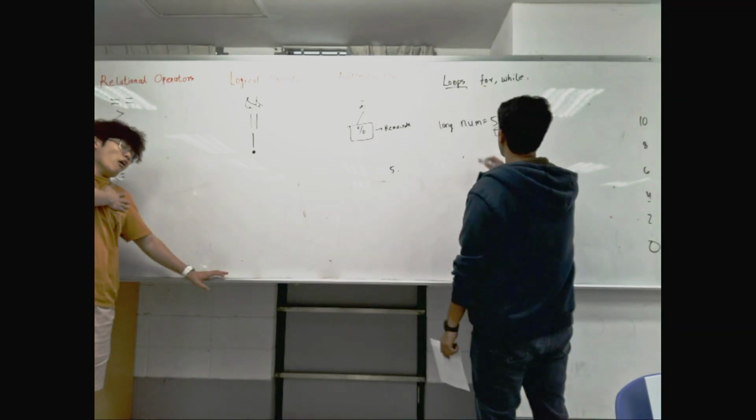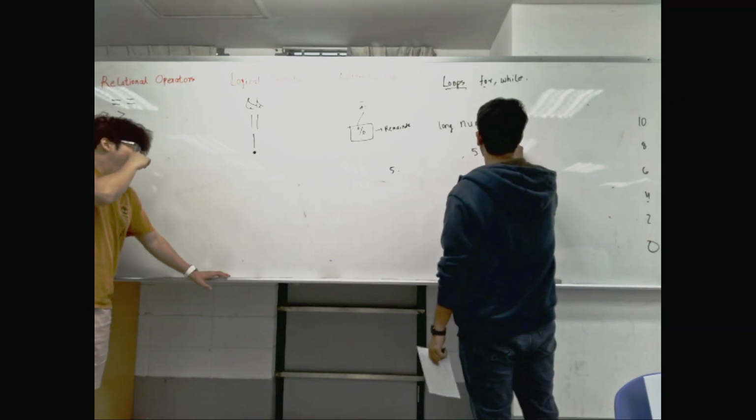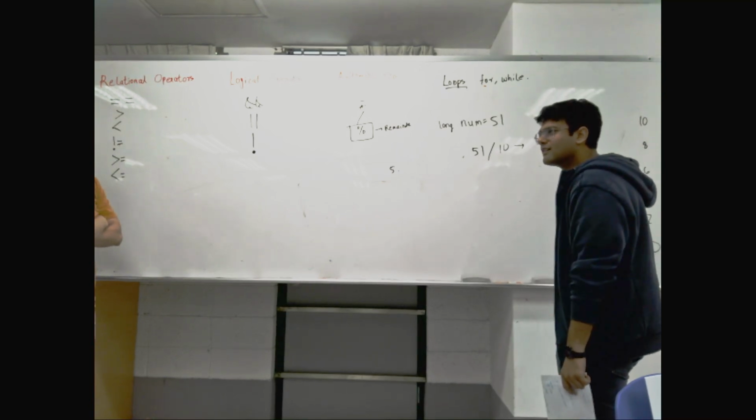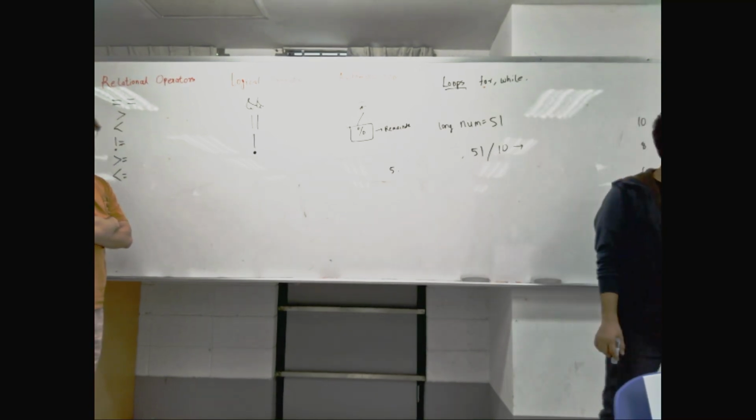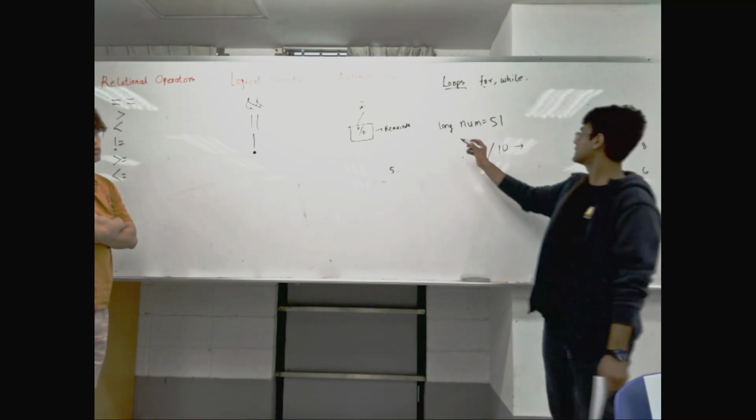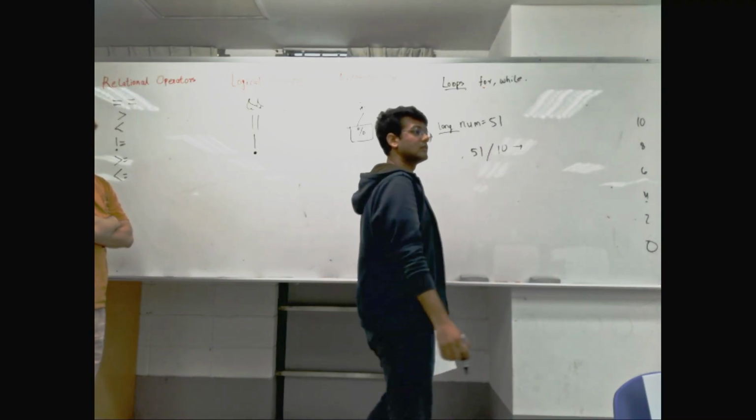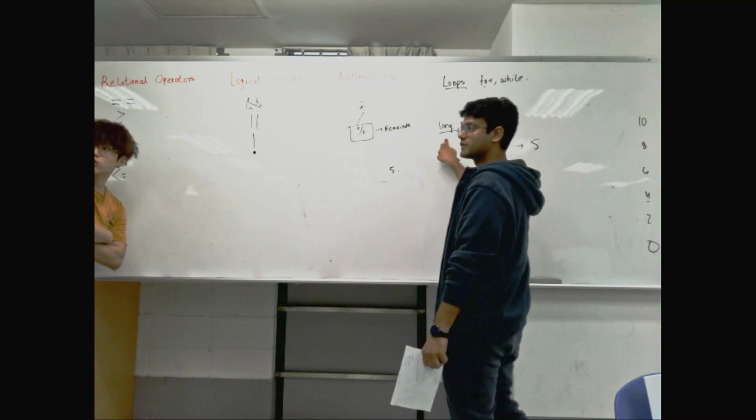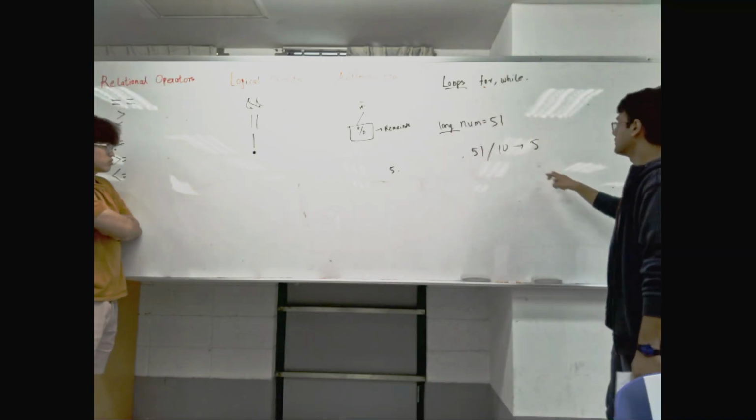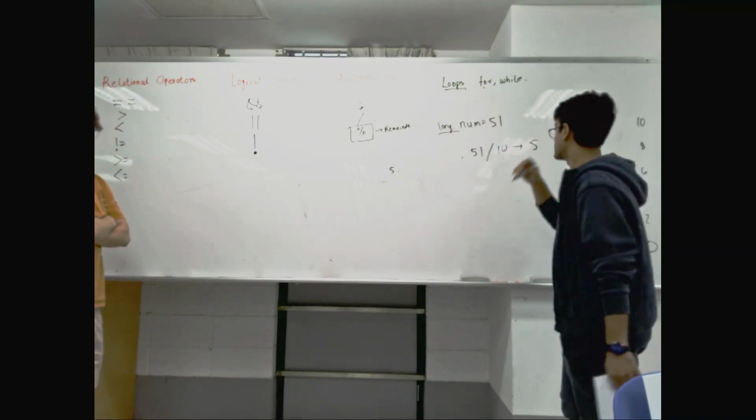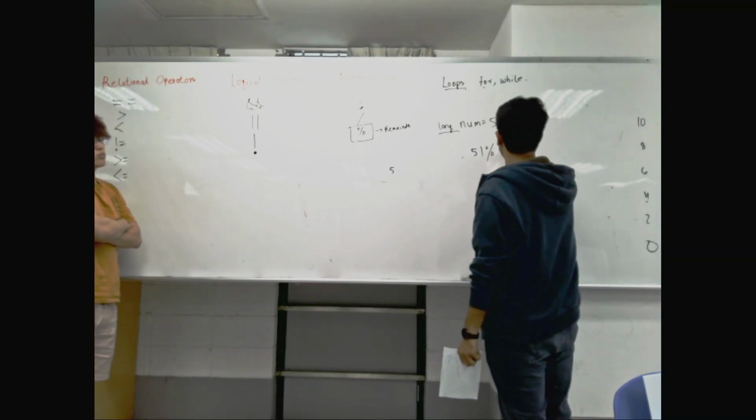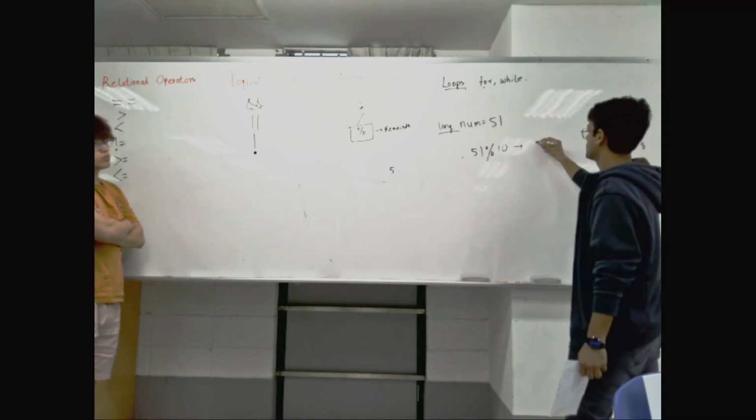So what would happen if we were to divide 51 by 10? 5. No, the number is long. If it was double, you would get 5.1. But this is long, so 5, it rounds down. And what would happen if it was this? 1. Right?